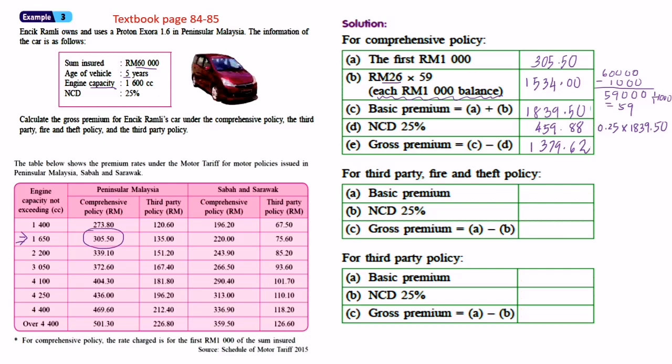Okay, for the third party fire and theft policy, the basic premium is 75% of the basic premium of comprehensive policy. So 75% times the basic premium of comprehensive policy, 1,839 ringgit 50 cents, equals 1,379 ringgit 63 cents.